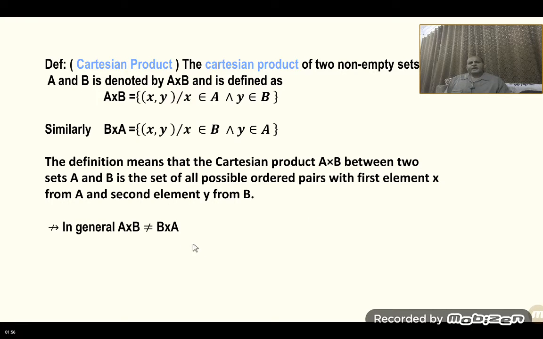In general, A cross B is not equal to B cross A. That is, Cartesian product is not commutative. Okay? But there is a particular case in which A cross B is equal to B cross A. This happens when both sets represent the same set, that is, A is equal to B.